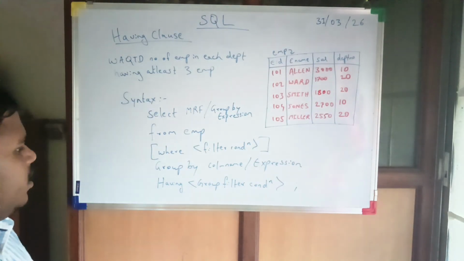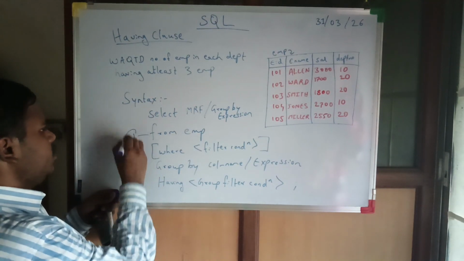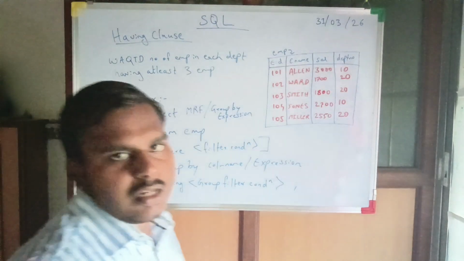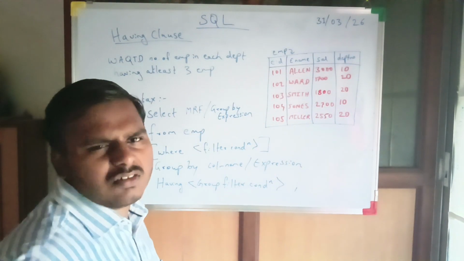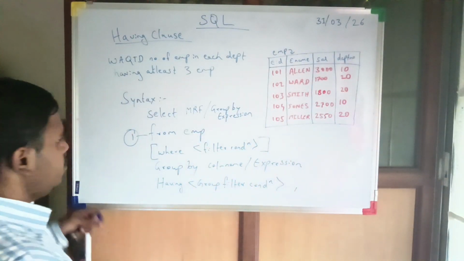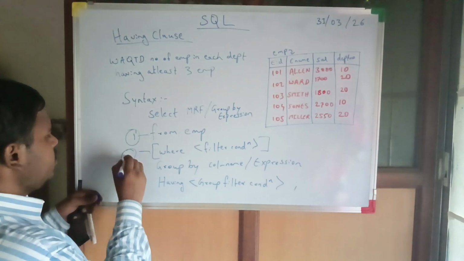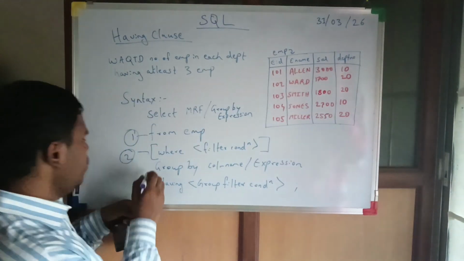So now you will see here. First of all, which clause executes? From clause executes. Why? It will go to the database, search for the table, put the table under execution. Select clause will execute at the last. Why? To display the result, the final result. Now after that, where clause executes if mentioned. If used. Otherwise directly it will go to the group by clause.